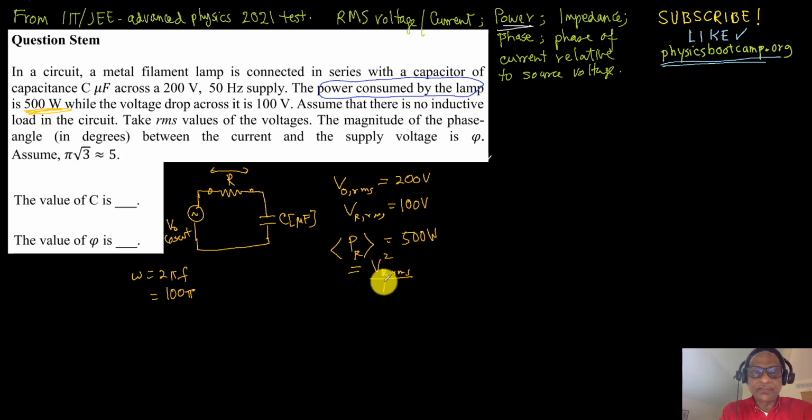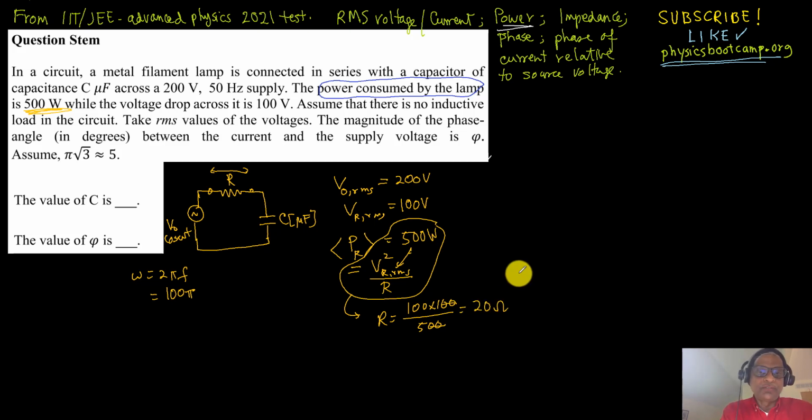squared over R. So if I know the resistance, I mean, we know this, so from here to here you can get the resistance using this equation. So let's get the resistance already. The resistance will be 100 volts, 100 times 100 over 500, so this is just 20 ohms. So we know that this is 20 ohms.